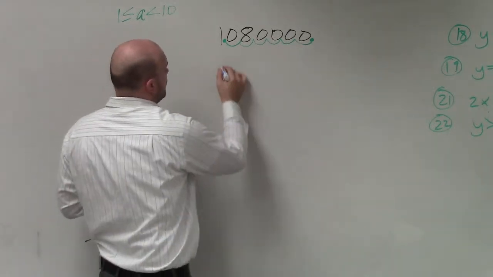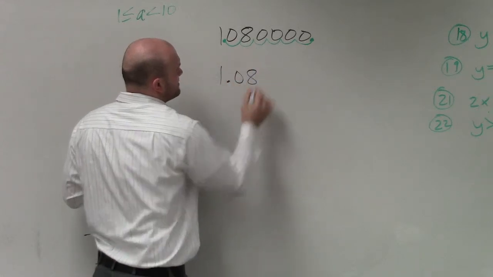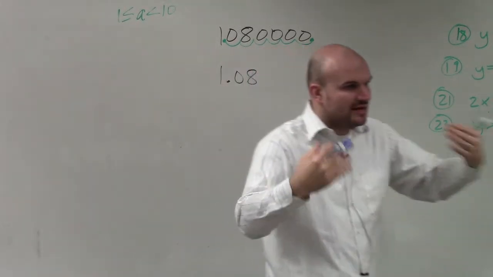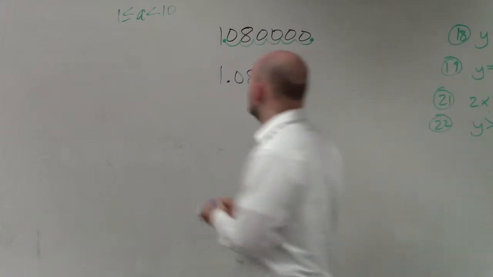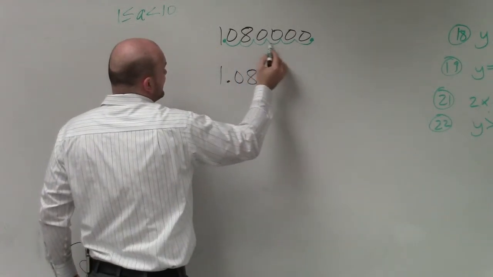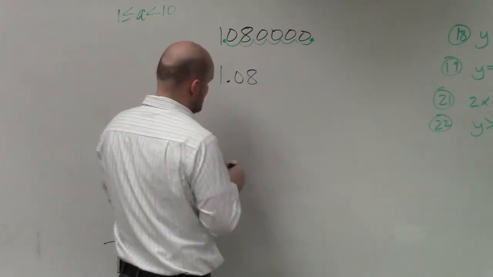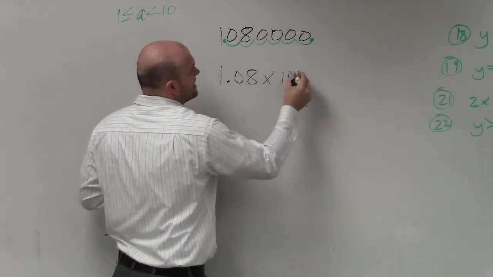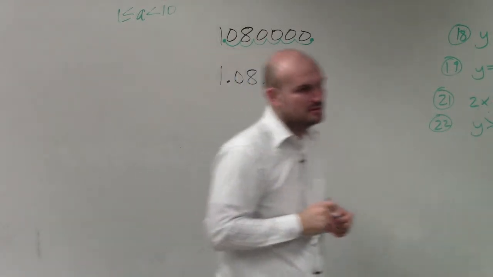So I'd write 1.08. Now, to go back and recreate this number, how many spaces did I have to move? 1, 2, 3, 4, 5, 6. So then I'll write it times 10 to the 6th power.